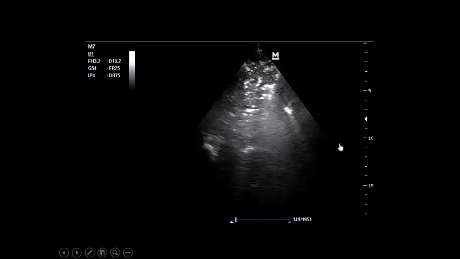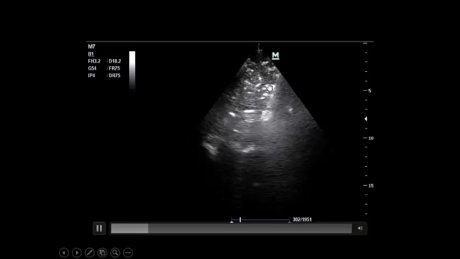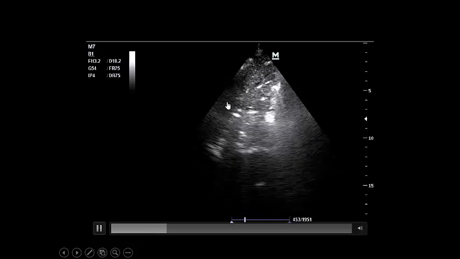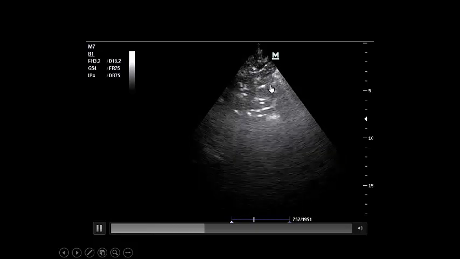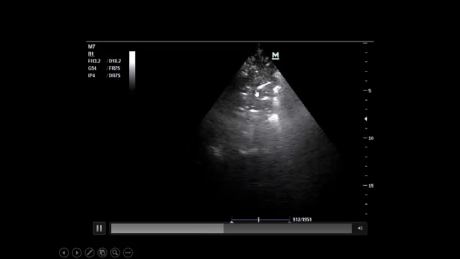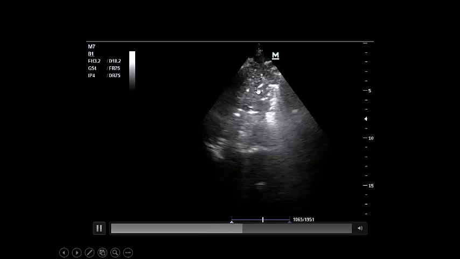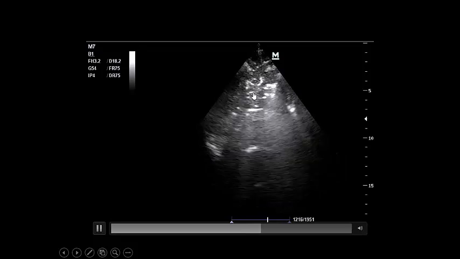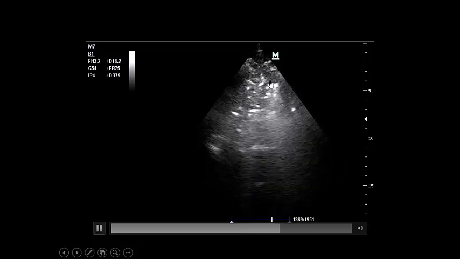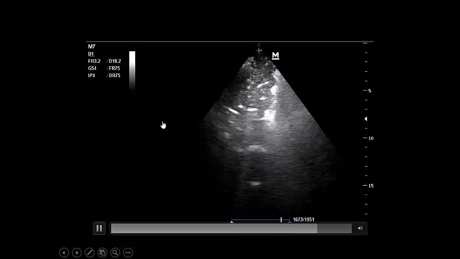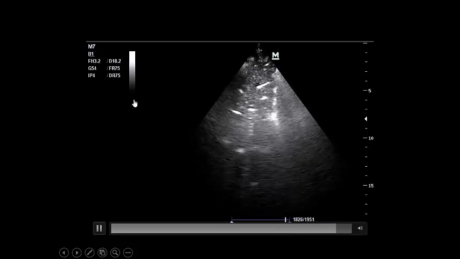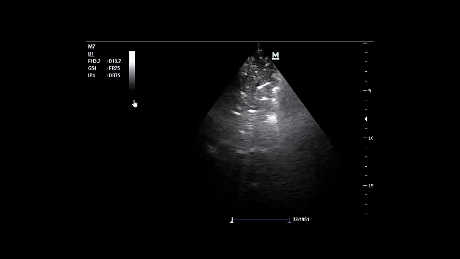Look for consolidation, hepatization of the lung with mobile air bronchogram. These bright echogenic cords, small cords, are called air bronchogram. If you see this air bronchogram moving, it is a dynamic air bronchogram, typical of pneumonia.